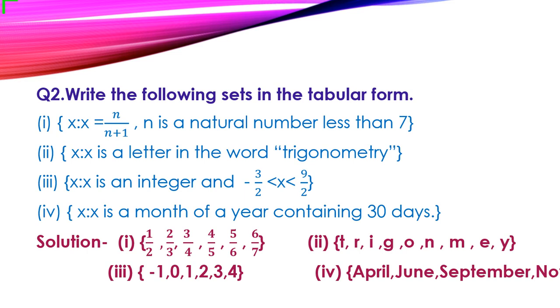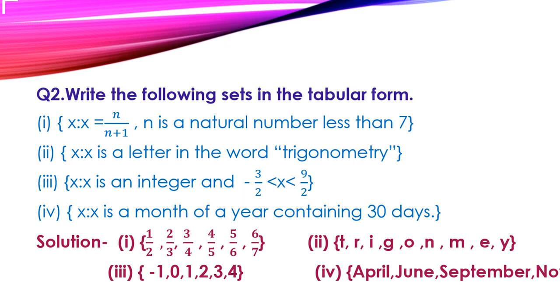Next, x such that x is a letter in the word trigonometry. Now you can see I have written t, comma, r, comma, i, comma, g, comma, o, comma, n, comma, m, comma, e, comma, y. Now you may ask, or you have noticed, that in the word trigonometry the letters t, r, o are repeated, right? But in the tabular form, I have written those letters, T, R, O, and N, only one time.